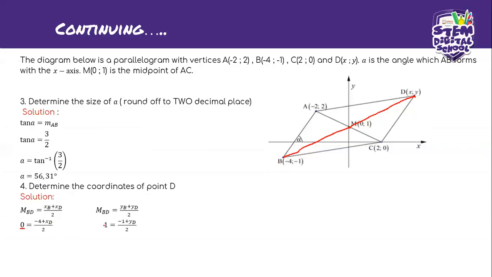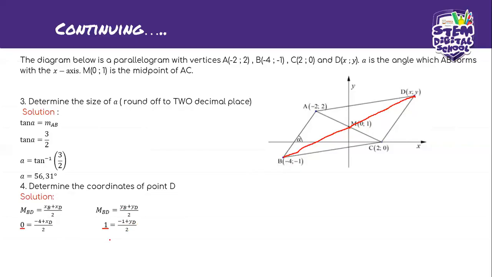Now, here we have the midpoint of DB for y. When you go to that point M, the value of y is equal to 1. So 1 equals YB, and our value for y at this point is -1. Then you just put -1 there plus YD. Remember, we are also looking for the value of y at point D, and then divide by 2.